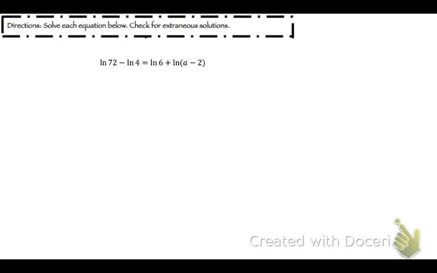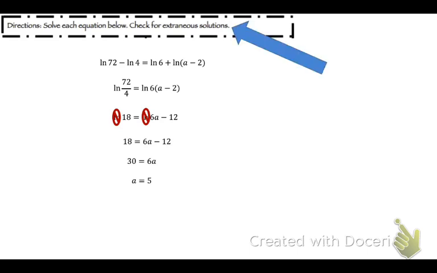Let's do this one. So we first need to combine them so we only have one ln on both sides. So that's going to be ln of 72 divided by 4 and ln of 6 times a minus 2. So that's ln of 18 equals ln of 6a minus 12. Those cancel, and you get 18 equals 6a minus 12. Add the 12 over, 30 equals 6a, divide by 6, a equals 5. Then we just have to double check that. So then we have 5 minus 2 equals 3, and we're good.